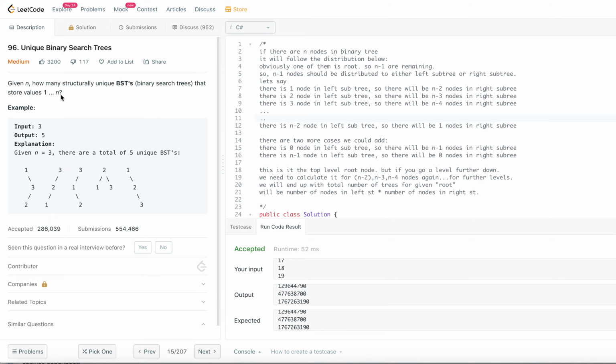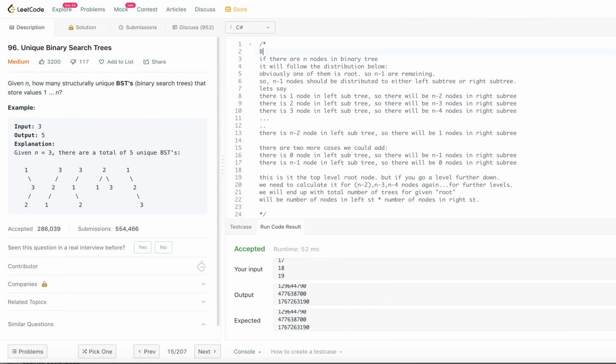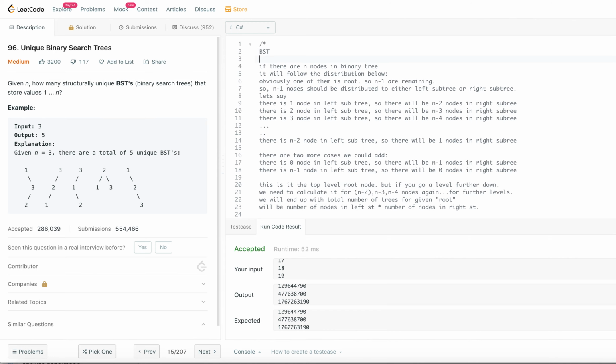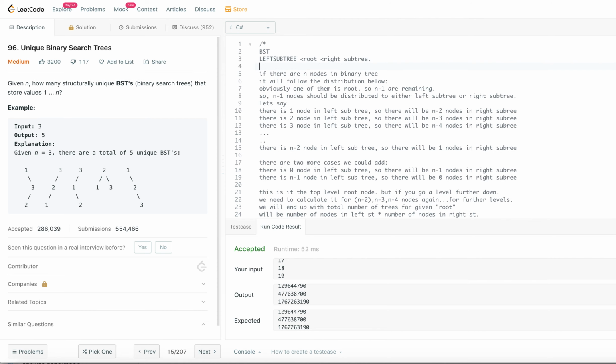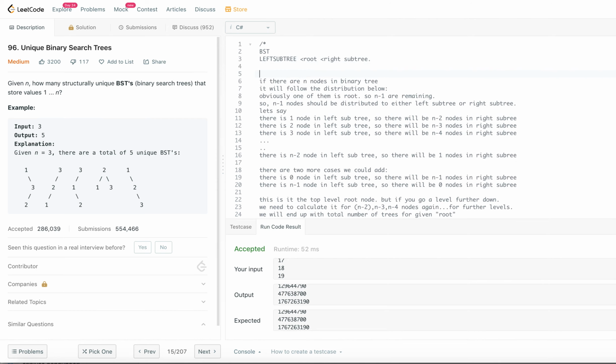So basically, the binary search tree property: if you look back at it, the left subtree should be less than the root, and the root should be less than the right subtree. This is the simple definition for a BST. Now we are saying there are n nodes, or n elements, starting from 1 till n. So there are n nodes in the binary tree.